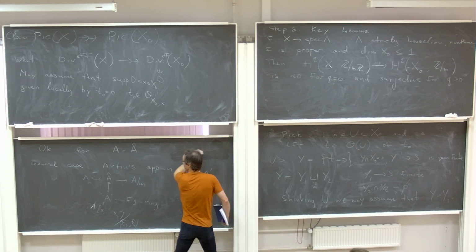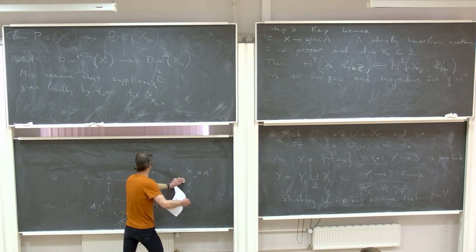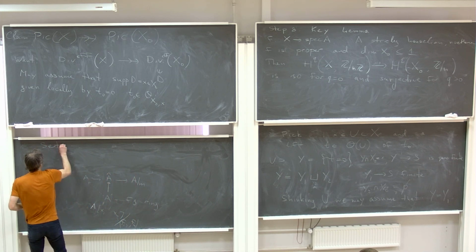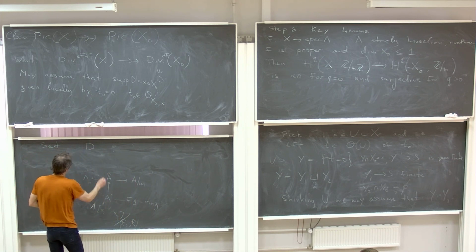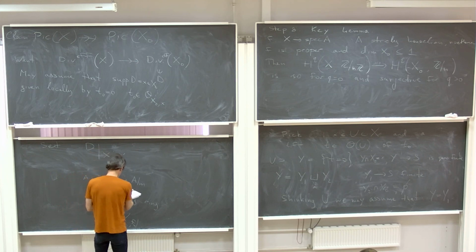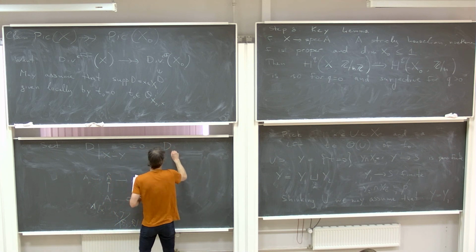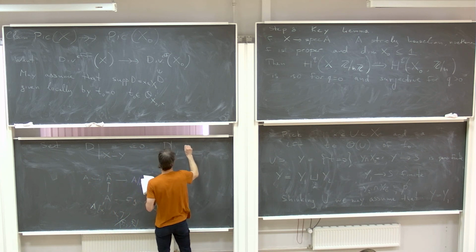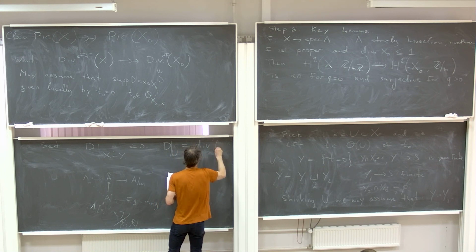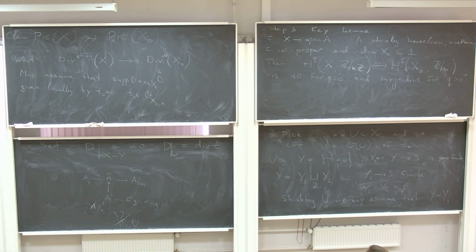Now I define the lift. Set D over X minus Y is 0, and D over U is given by the divisor of T. This gives me a Cartier divisor that does the job.